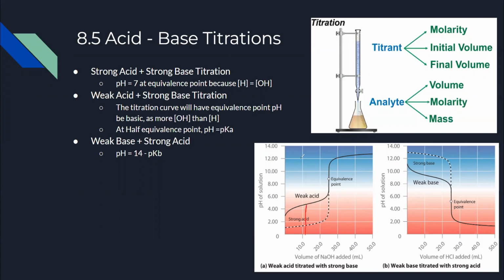This is a weak acid titration, and this is a weak base titration. For a weak base and strong acid titration, basically what happens is that the equivalence point will be more acidic, so it'll be at around 6.0 or something like that. So here's a diagram of all the titration curves.